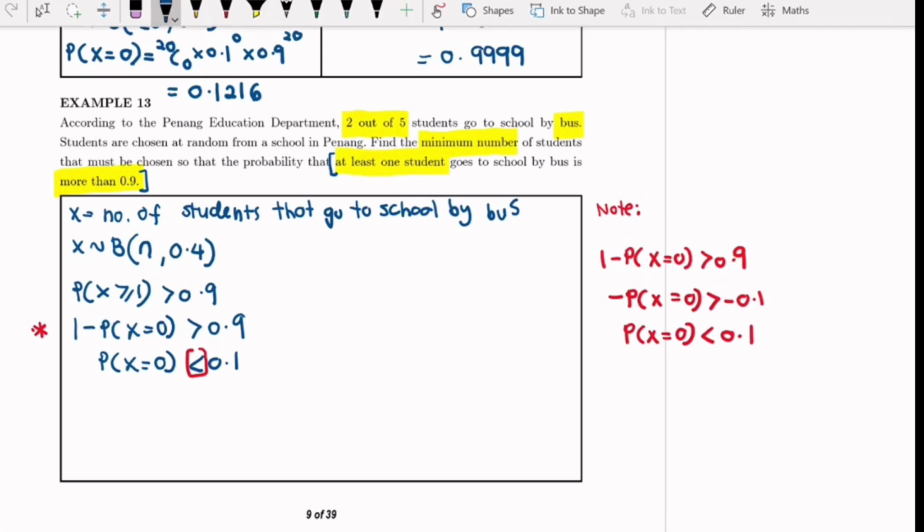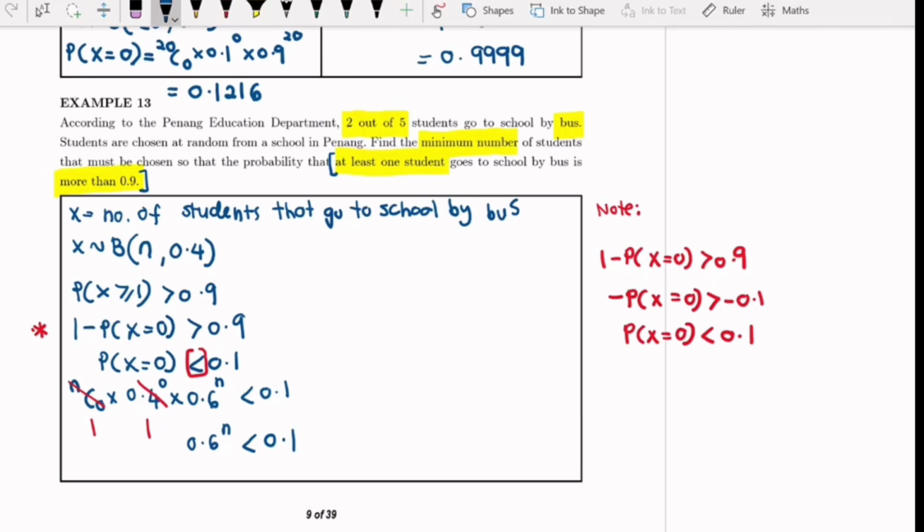From here we have P(x equals 0). We can use the formula, but we don't know n. So nC0 times 0.4 to the power of 0 times 0.6 to the power of n. nC0 is equal to 1, and 0.4 to the power of 0 is equal to 1. So what we have left here is 0.6 to the power of n less than 0.1.